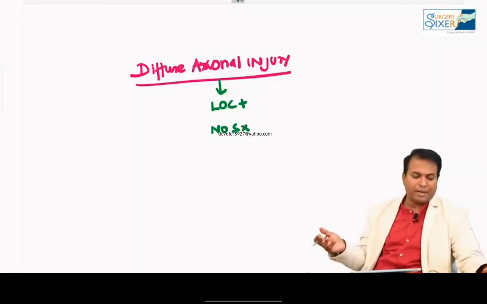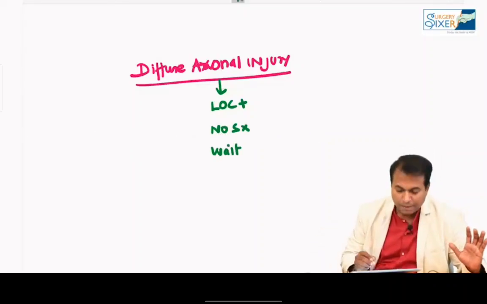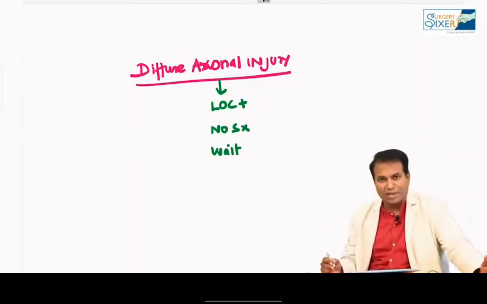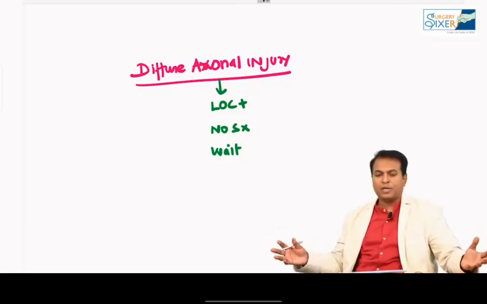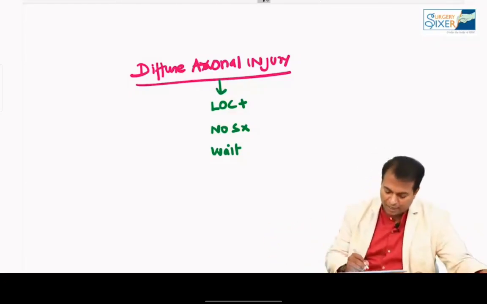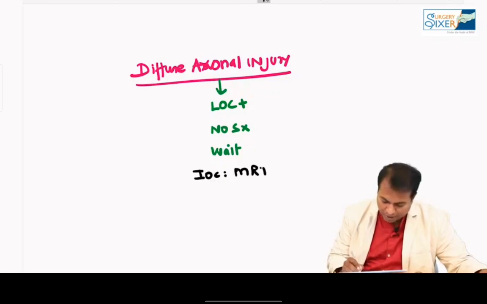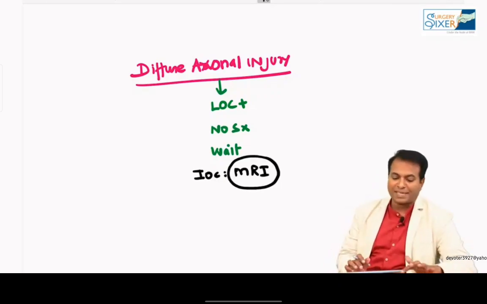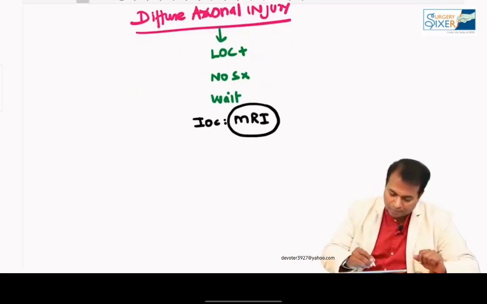No surgery can be done. We have to wait and watch. The patient will go into coma. As you have seen in the movie Vasool Raja, there is one fellow in coma for a long period and slowly he recovers. Like that, the patient will be in coma for a long period. And the investigation of choice is an expected question, that is MRI. MRI is the investigation of choice for diffuse axonal injuries. So please don't forget, MRI is the answer for diffuse axonal injuries.